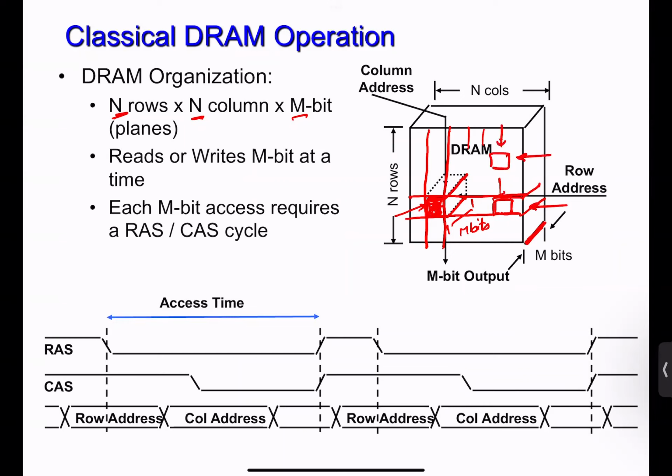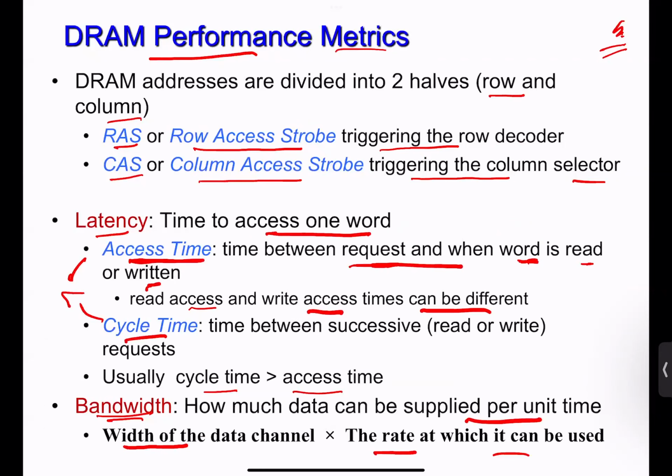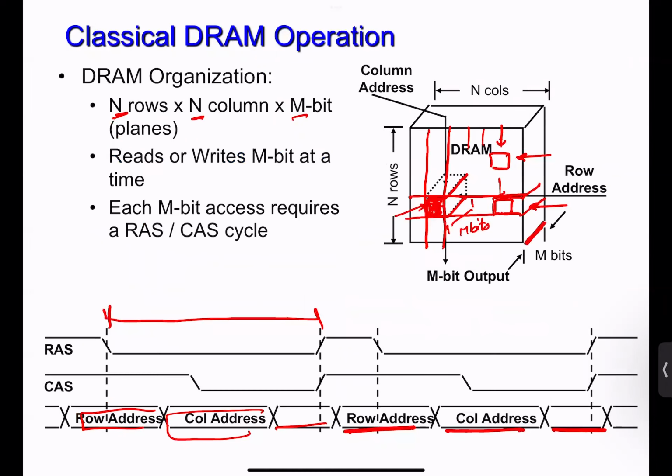So every time I specify the row, I specify the column, and then I can read the particular m bits. So specify the row, specify the column, and then read or write. Specify the row, specify the column, and then read or write, and so on and so forth. This here is basically the access time, exactly as the definition we mentioned: the time between the request and when the word is read or written. And also we have the cycle time, which is the time between basically successive reads or successive writes.